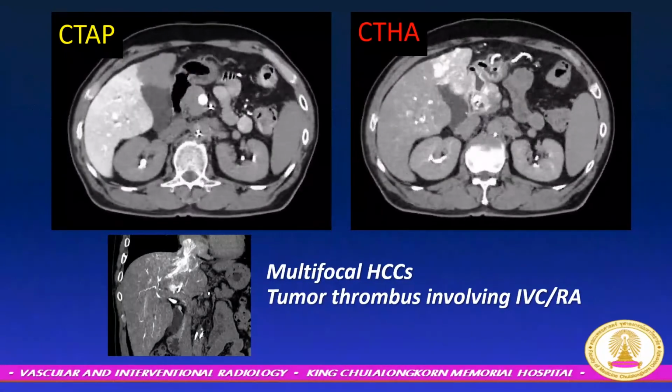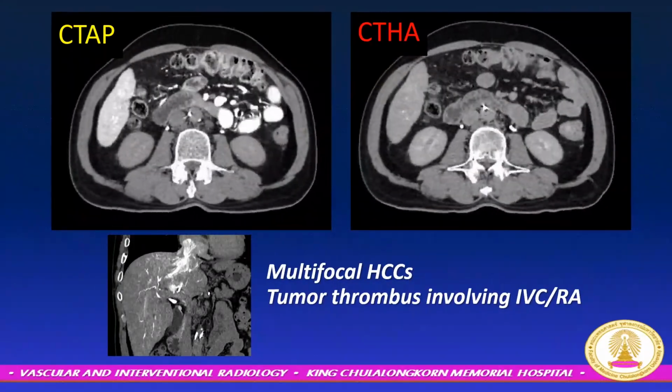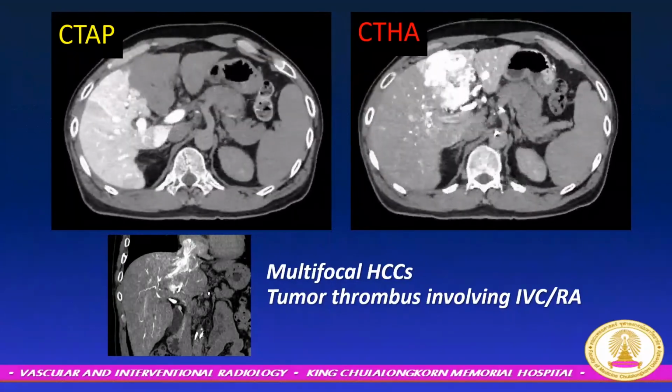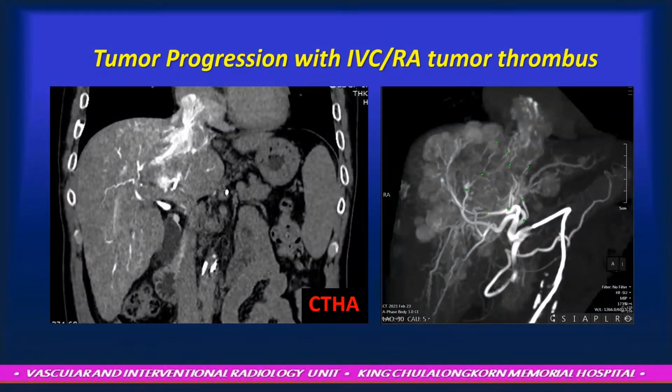Now the patient has multifocal HCC with the tumor thrombus invading into the IVC and right atrium. We decided to go on with the procedure by selective catheterization of each feeding artery of the tumor thrombus and also the tumor area.